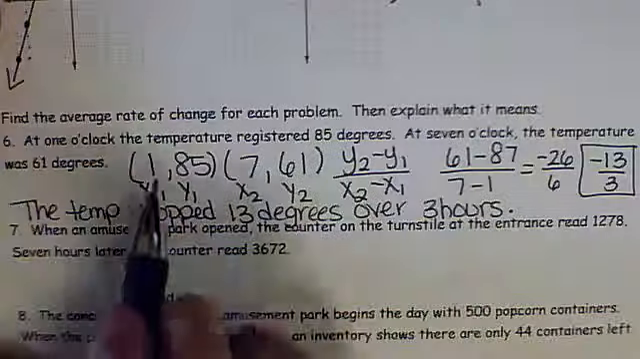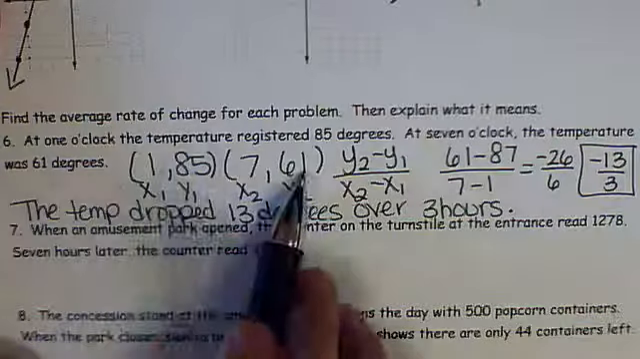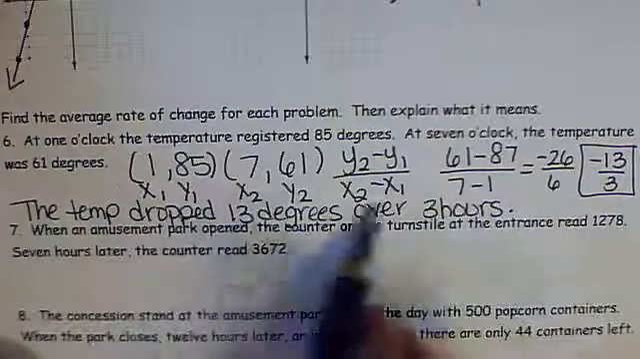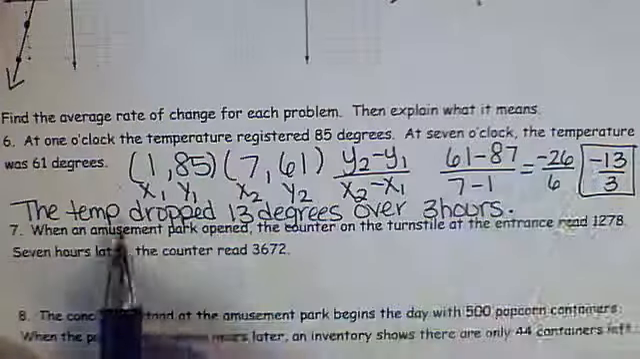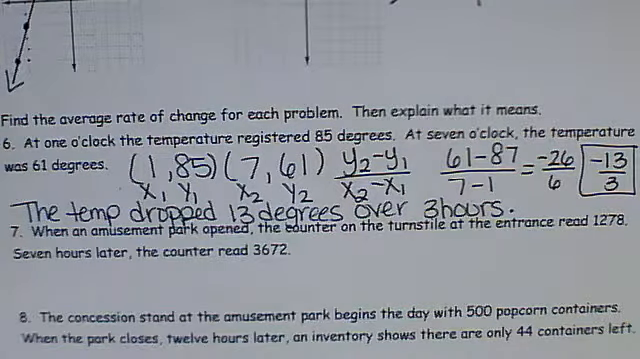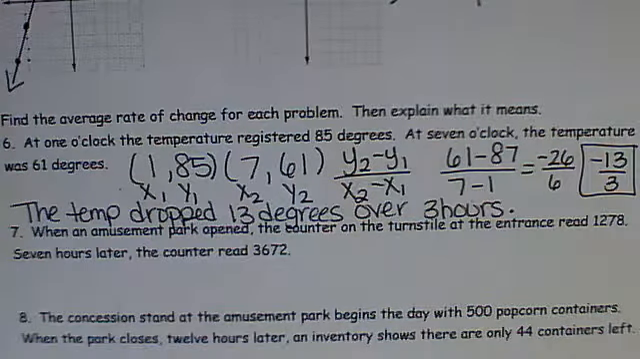So on your assignment today, you're going to show your work just like that. You're going to write it as ordered pairs, plug it into the formula, simplify it, and then write it as a sentence. Because that's negative, it has to be dropped. If that were a positive, that would mean it would have been going up 13 degrees over 3 hours, but because it's a negative, it's dropped. So temperature dropped 13 degrees over 3 hours.